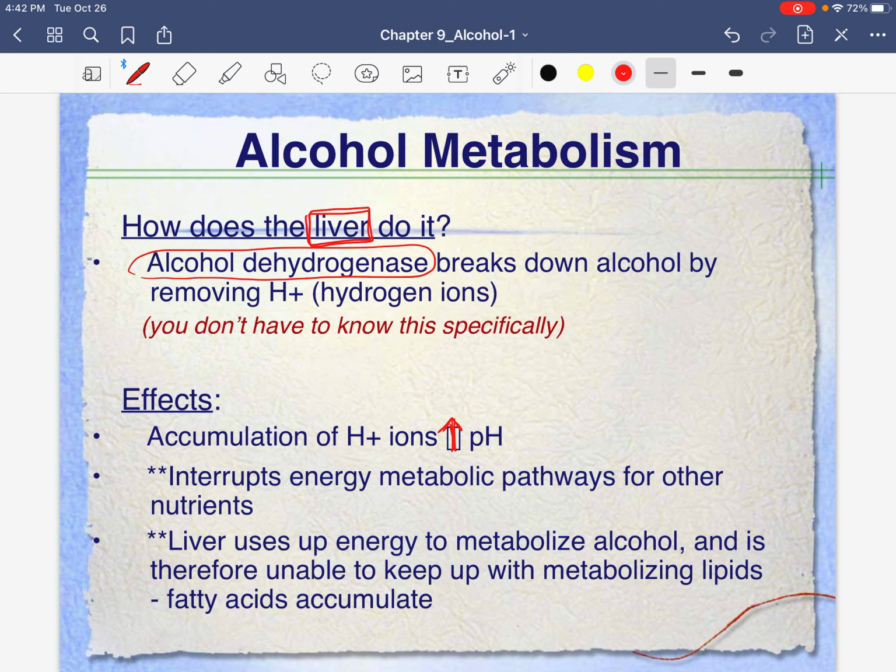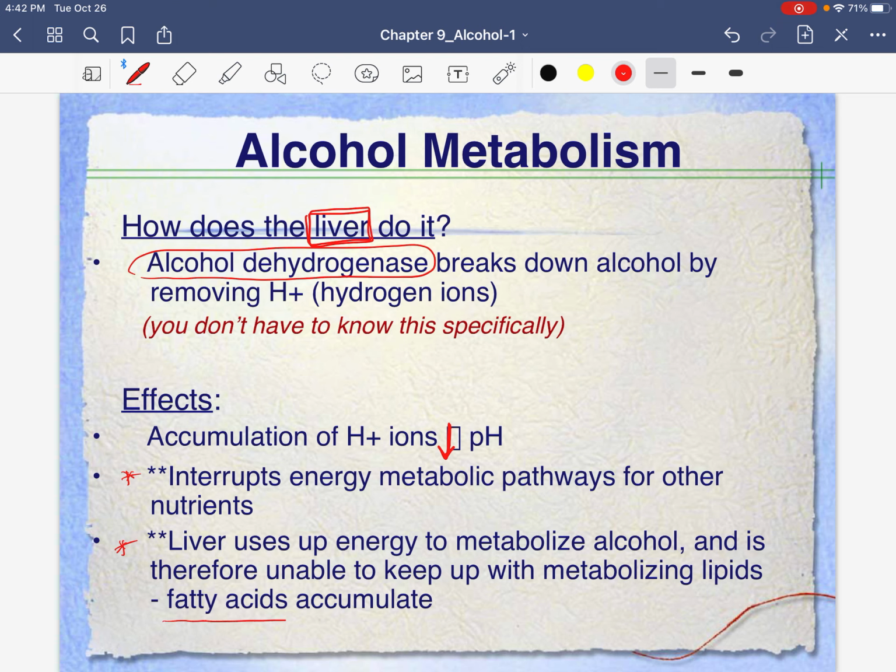Some of the effects of the liver having to metabolize this alcohol, we can get an accumulation of hydrogen ions, which can lower the pH. My bad. That's not starred, but these two are. If the liver is busy processing alcohol, other important liver functions don't occur, right? So the metabolism of alcohol in the liver interrupts what the liver can do to burn other nutrients.